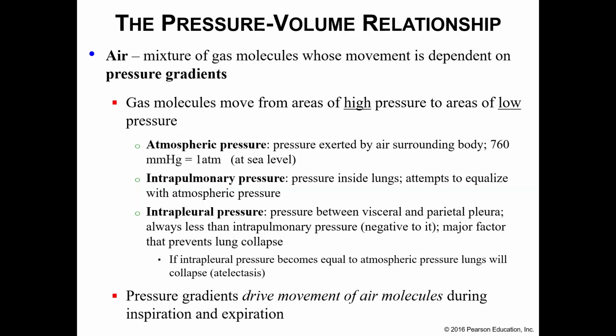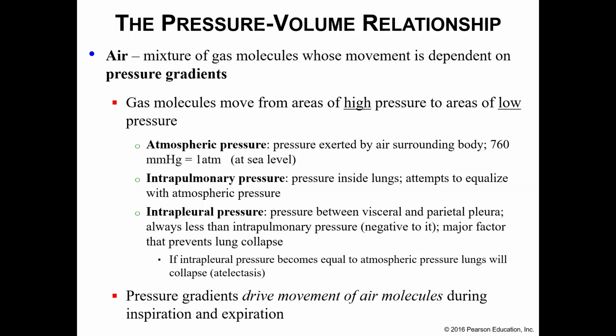Intrapulmonary, within the lungs. So this is the pressure inside the lungs themselves. This pressure is trying its hardest to equalize with atmospheric pressure. So it is not 760 millimeters of mercury, but it's trying to become 760 millimeters of mercury. And then we have intrapleural pressure. Intrapleural, between the pleura. So this is the pressure between the visceral and the parietal pleural layers.